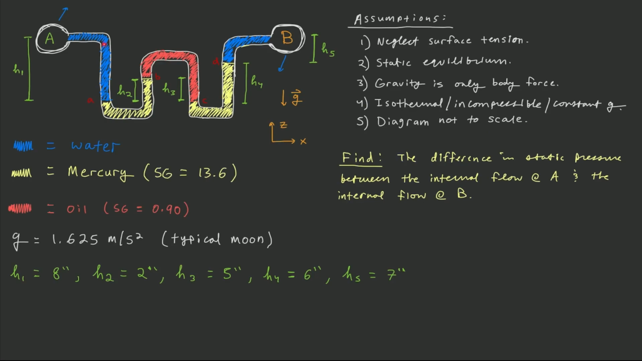Okay, and then we have our water in blue, our mercury in yellow, our oil in pink, and we have our magnitude of gravitational acceleration, which we're going to take as lunar gravity. We're going to assume that this compound manometer is actually on the moon. And we have our heights listed here. So H1 is 8 inches, H2 is 2 inches, H3 is 5 inches, H4 is 6 inches, and H5 is 7 inches. Okay, and we also have our specific gravities listed here.